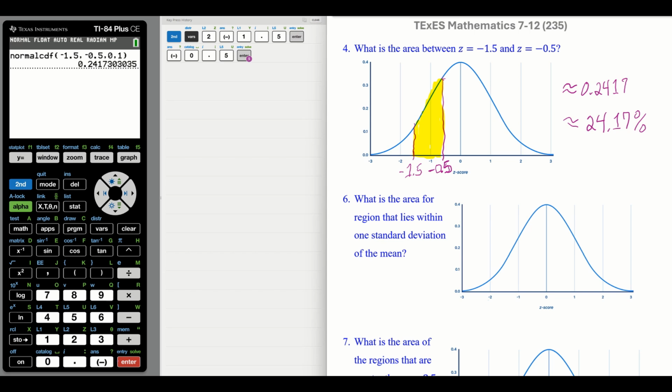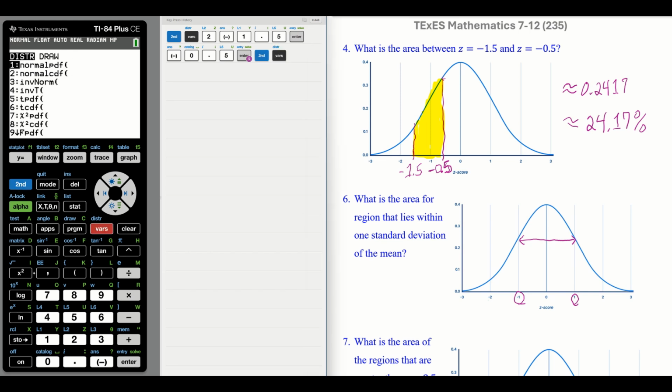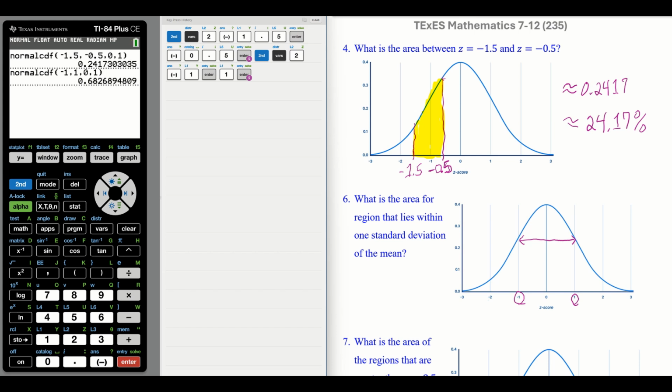Okay, number 6. What is the area of region that lies within 1 standard deviation of the mean? Okay. They are talking about from negative 1 to 1. So that is from here to here. Okay. All right, so let's see what we have here. Second, vars, and 2. Our lower bound now is -1. The upper bound is simply 1. And we enter.